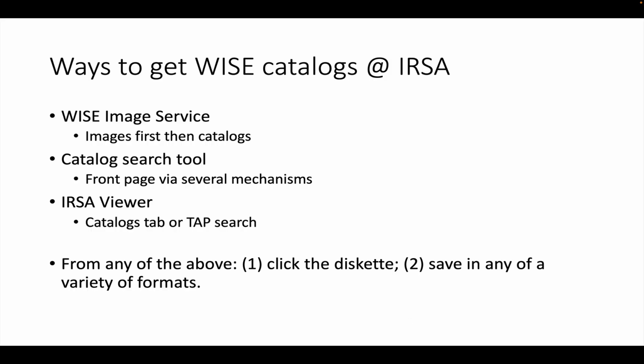For other catalogs at IRSA, it's the same idea. There are a handful of archives for which we have archive-specific tools like the WISE Image Service. For all the rest of our holdings in general, it's available via the catalog search tool or IRSA Viewer. It turns out IRSA Viewer is actually talking about the catalog search tool code under the hood, so it's really the same tool. It's just manifesting in a different way.